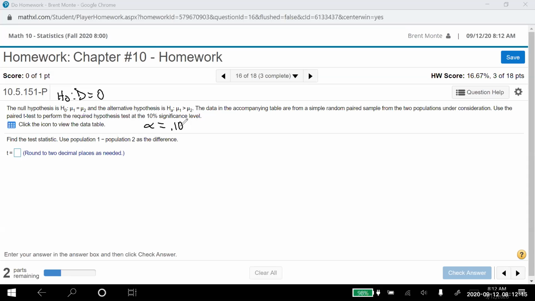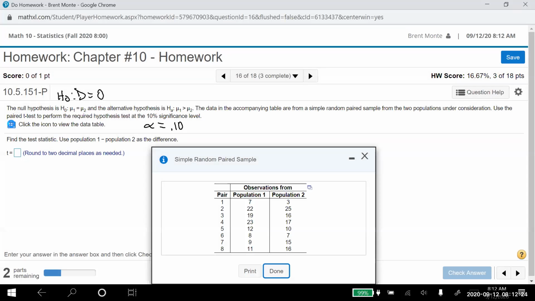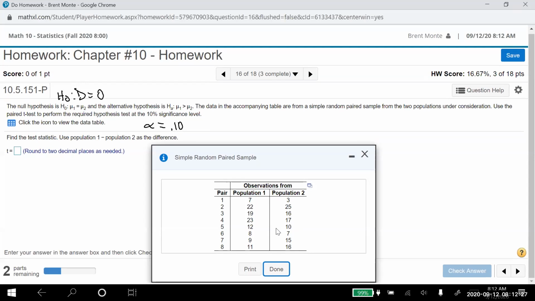Okay, so find the test statistic, use population 1 minus population 2 as the difference. Well, let's look at our data. So let's click here, we'll look at the data. Now notice there's only 8 pairs here, so we must be assuming that it's normally distributed. I don't see it says anywhere there, but it tells us to use the paired t-test, so that assumption must be in there. All right, so here's what we do. Now notice population 1, population 2, we're not adding up all the population 1, we're doing population 1 minus population 2. So 7 minus 3, 22 minus 25, 19 minus 16, etc. And just looking at those differences.